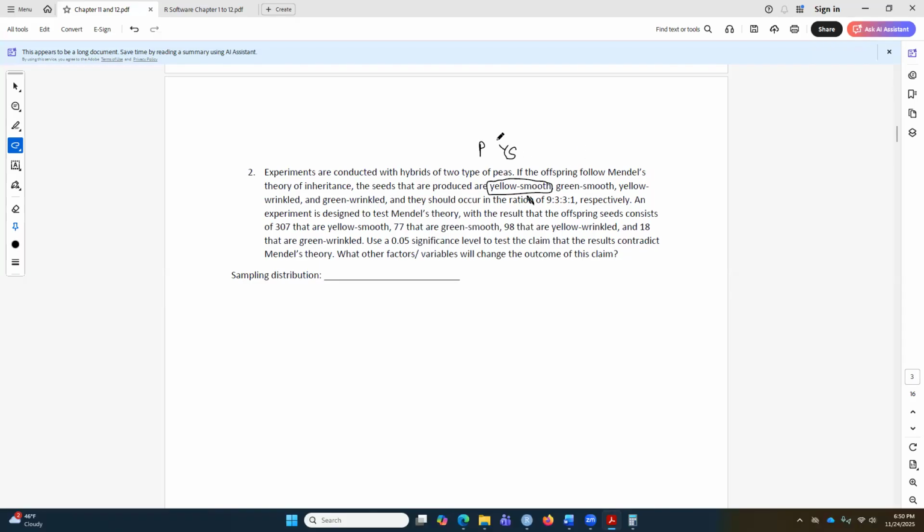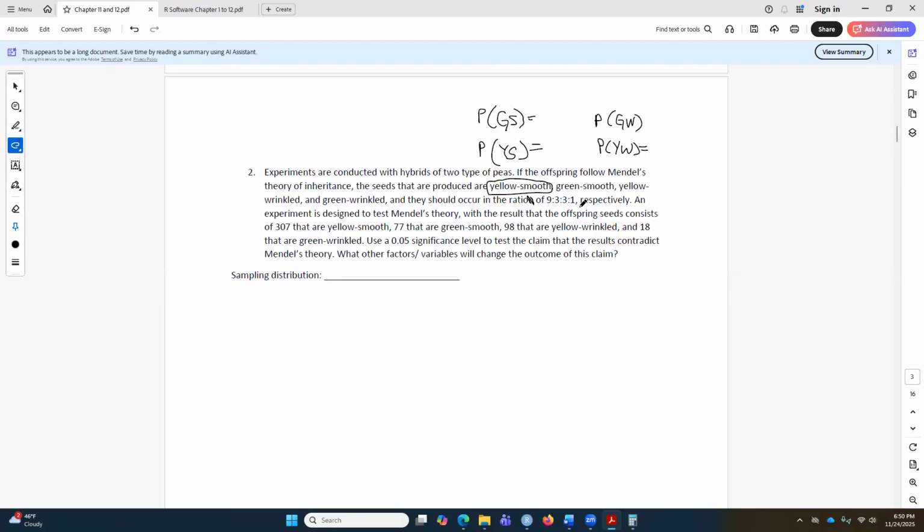So we're going to do the probability for this case. Then green smooth, which is GS, and then yellow wrinkle, which is PYW, and then the last one is green wrinkle. Now they are given in the ratio type of 9:3:1.